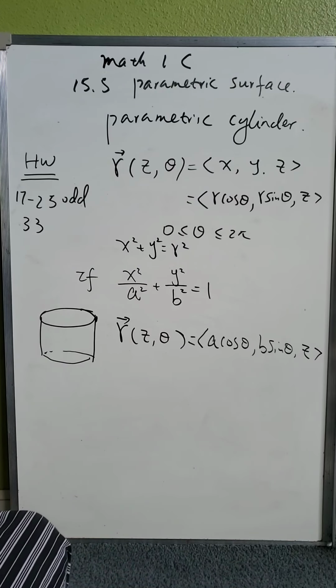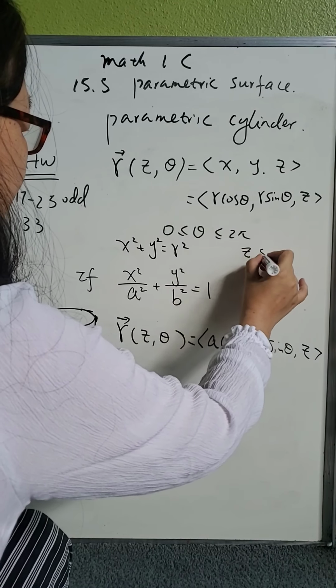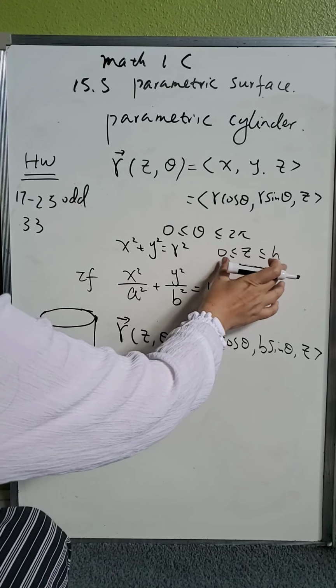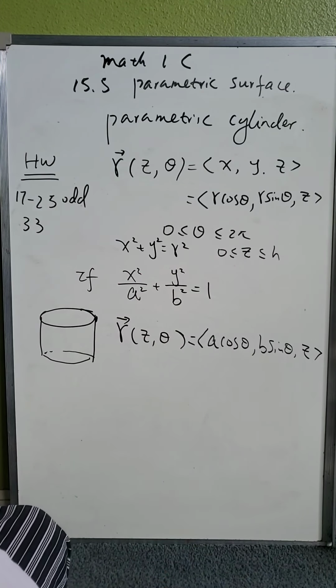And maybe at least one more thing, that z is between 0 and h, okay? So it doesn't matter though. If they give you a z, then that's good. If they don't give you z, that means it goes as high as they want it to.